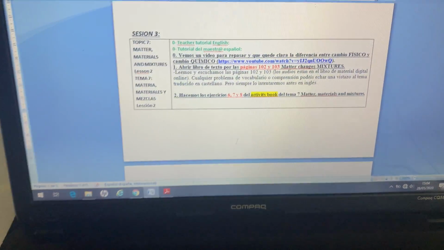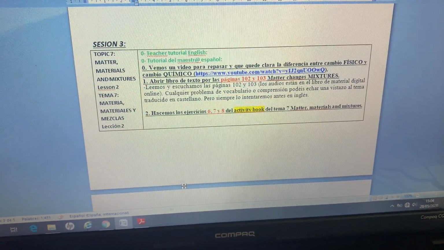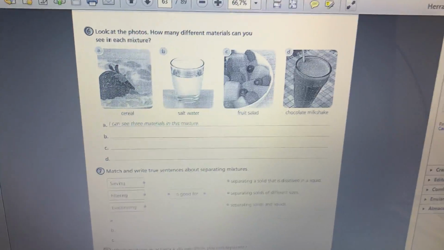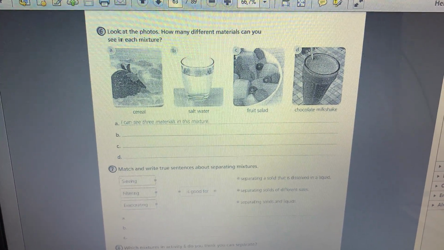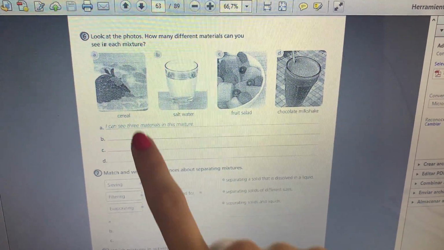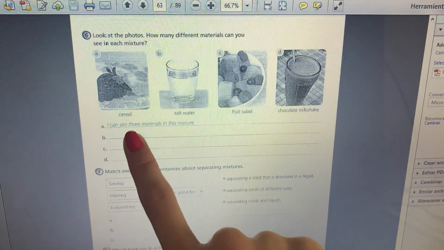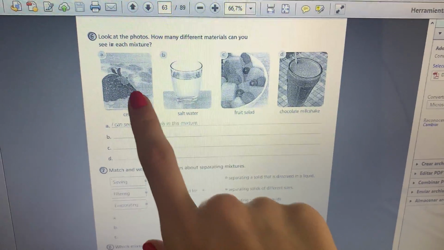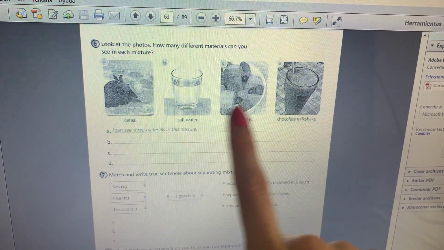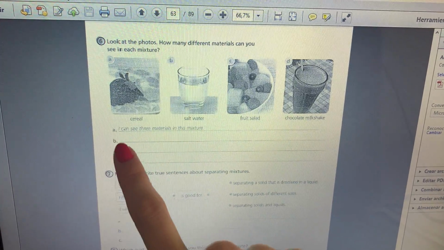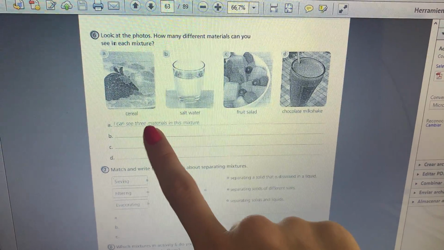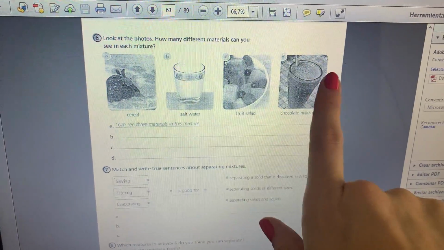Once we have explained that, we are going to do exercises 6, 7, and 8 in your activity book. In exercise number 6, you need to look at the photos. Let's see this example. It says, I can see 3 materials in this mixture. You have to write how many materials you can see in each photo. So you have to use the structure all the time: I can see materials in this mixture. You only change the number of materials.